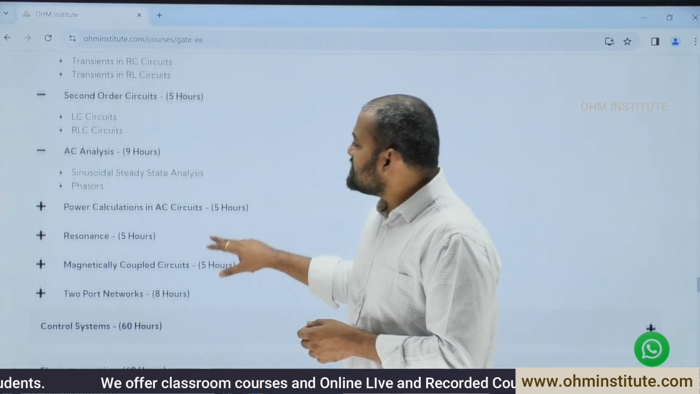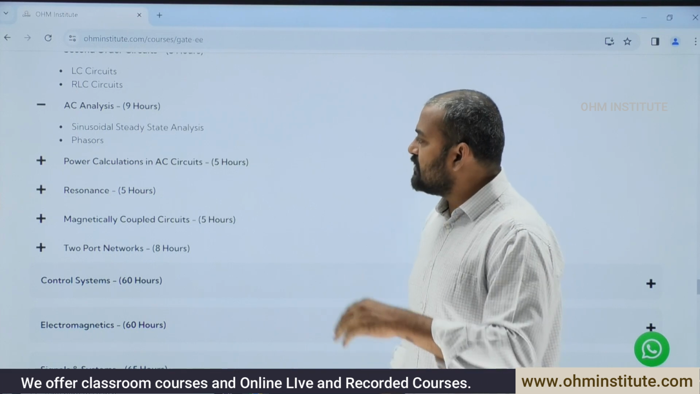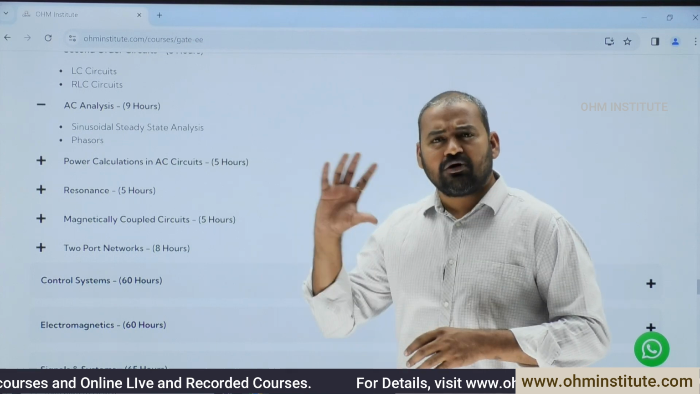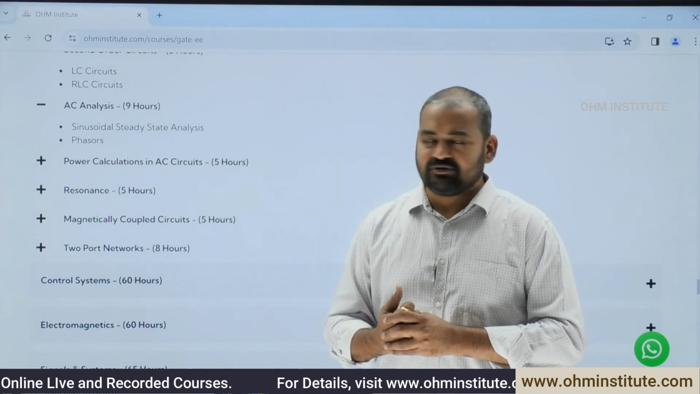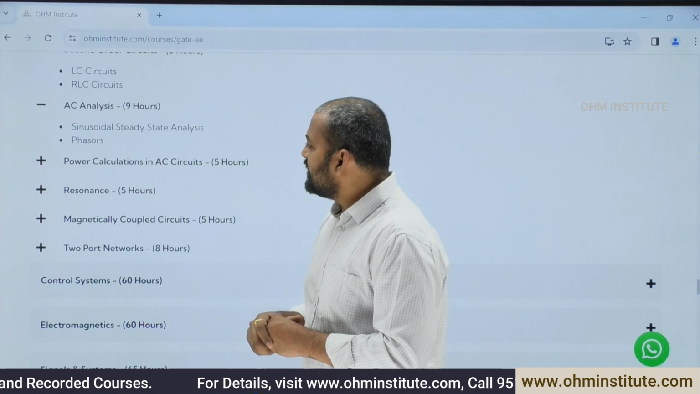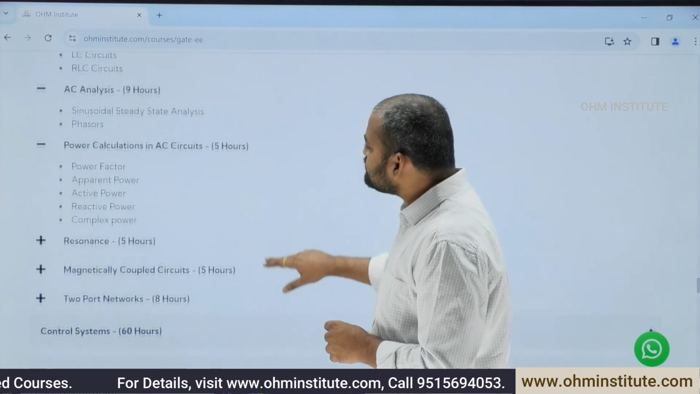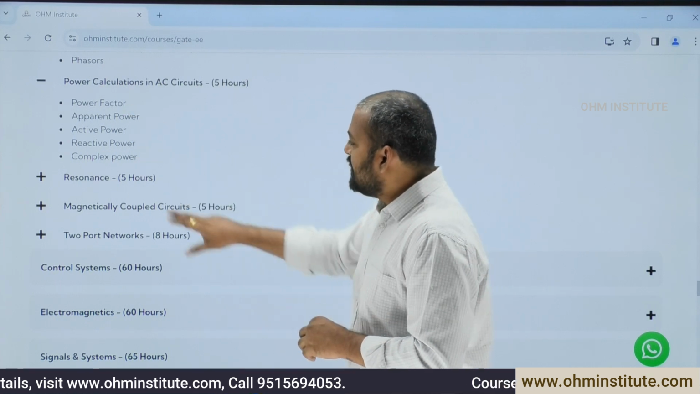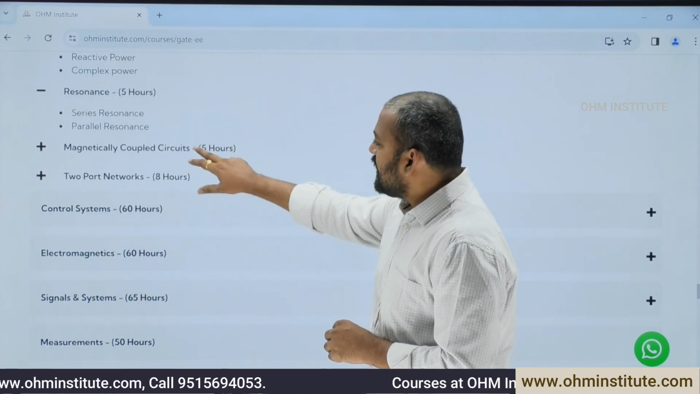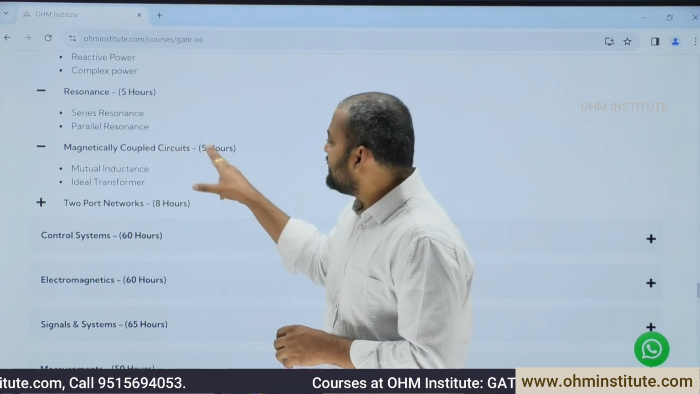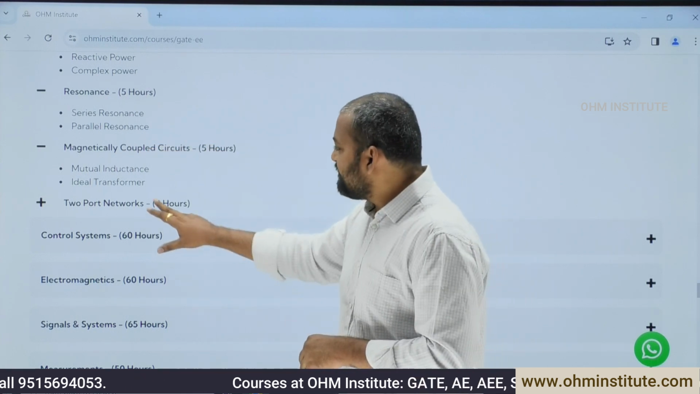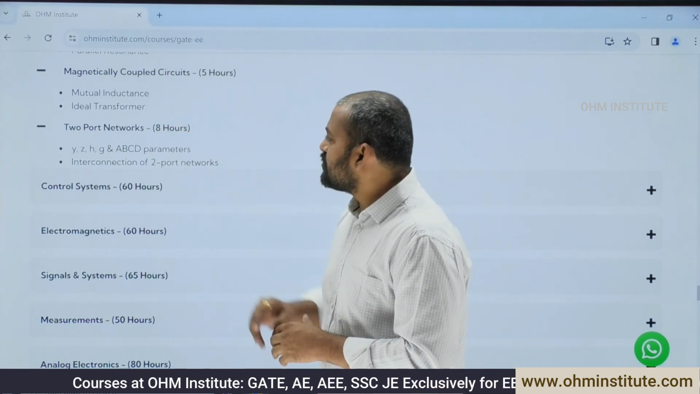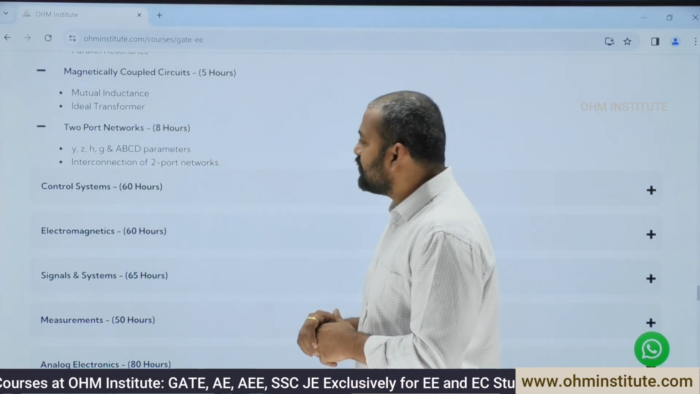For AC analysis, around 9 hours will be spent. This AC analysis is very important, and it is a foundation for almost all electrical engineering subjects. Power calculations in AC circuits, around 5 hours. These are the subtopics. Resonance and magnetically coupled circuits, each topic will take 5 hours. And finally, two-port networks, another important and high scoring topic. 8 hours will be spent on two-port networks.